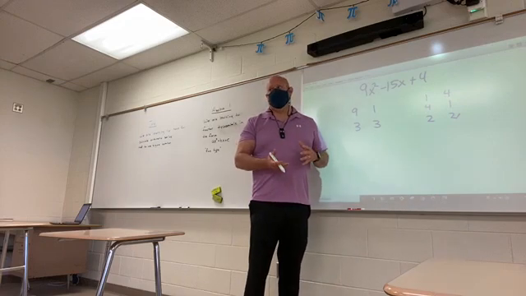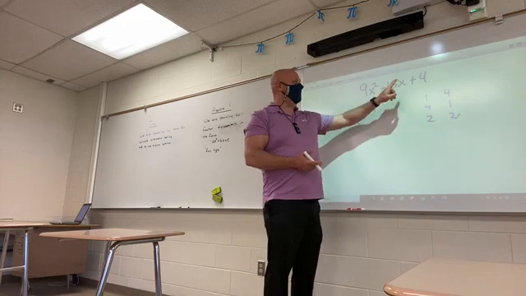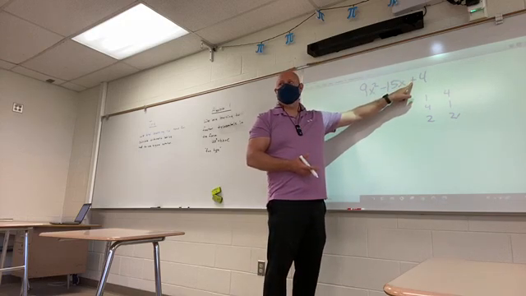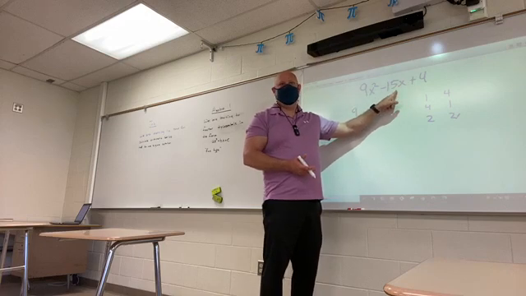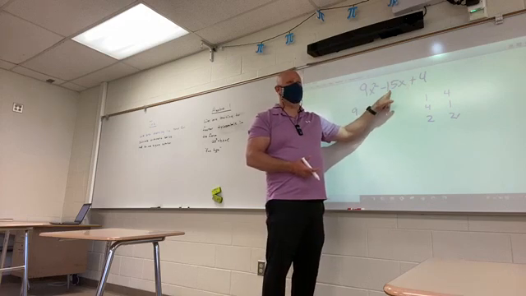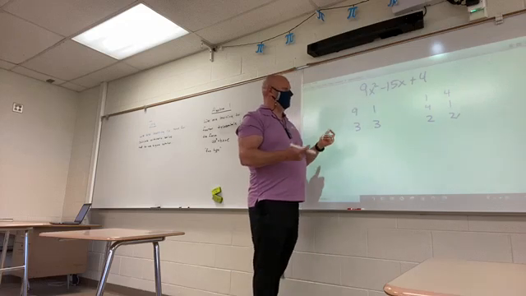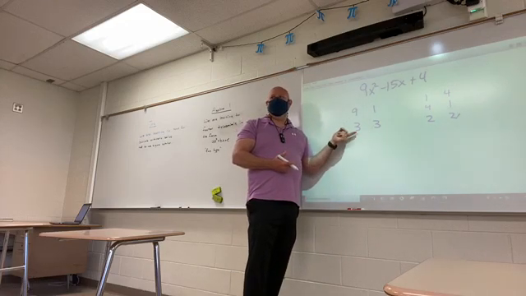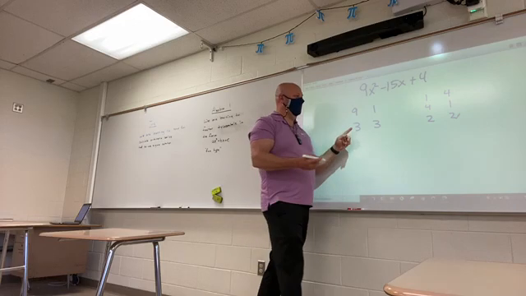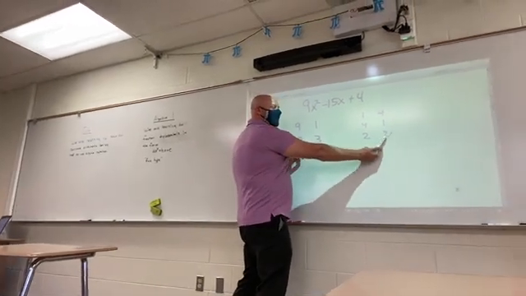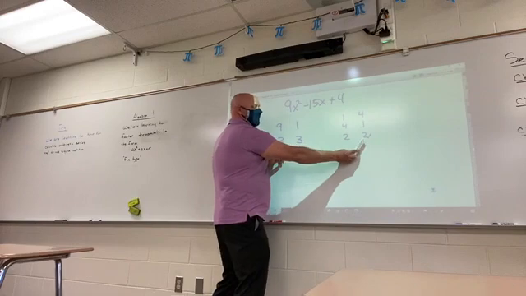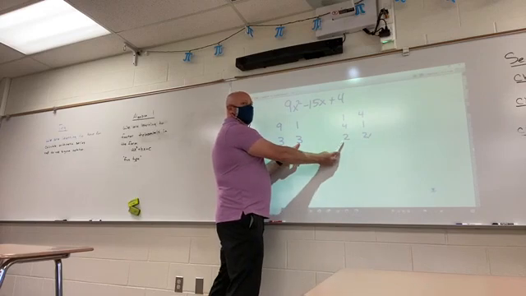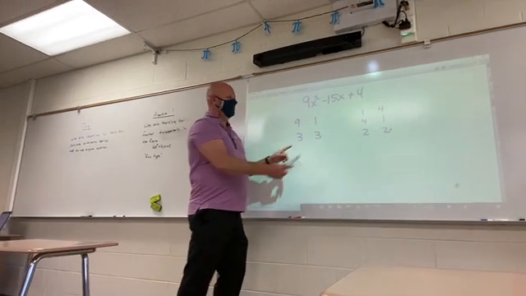But what are we looking for? These answers have to add up to 15. So where do you want to start checking? Do you want to do the 9 and 1 first or the 3 and 3 first? 3 and 3? Great. Let's start at the bottom and work our way up. Outsides would give me 6. Insides give me 6. That does not add up to 15.